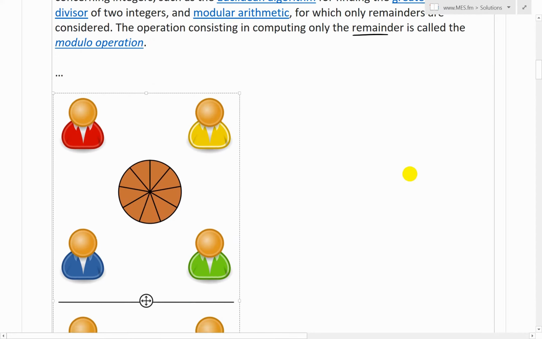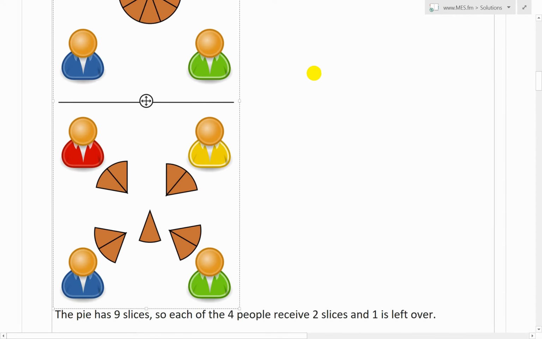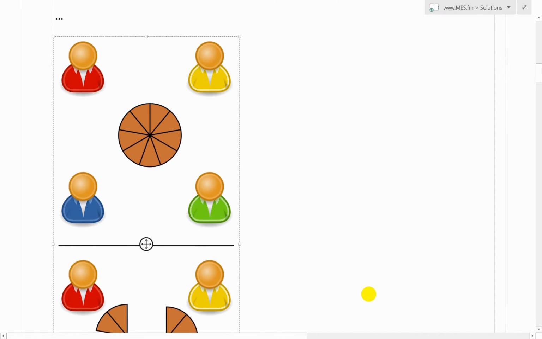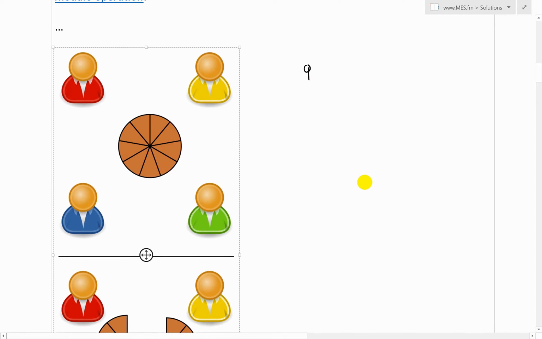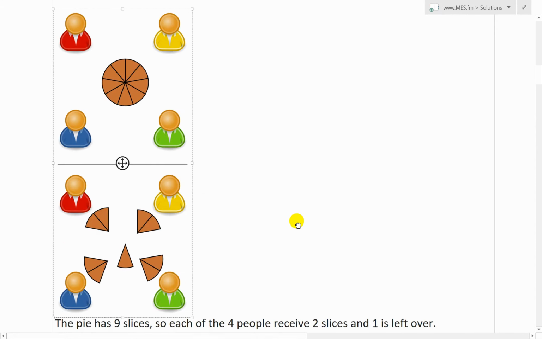So anyways, just to give an example of Euclidean division, if you had a pie here, and the pie has 9 slices, each of the 4 people receives 2 slices and 1 is left over. In other words, we have 4 people here. Now we have 1, 2, 3, 4, 5, 6, 7, 8, 9 slices. So if we divide this 9 sliced pie by 4 people, we have 9 slices of pie divided by 4 people.